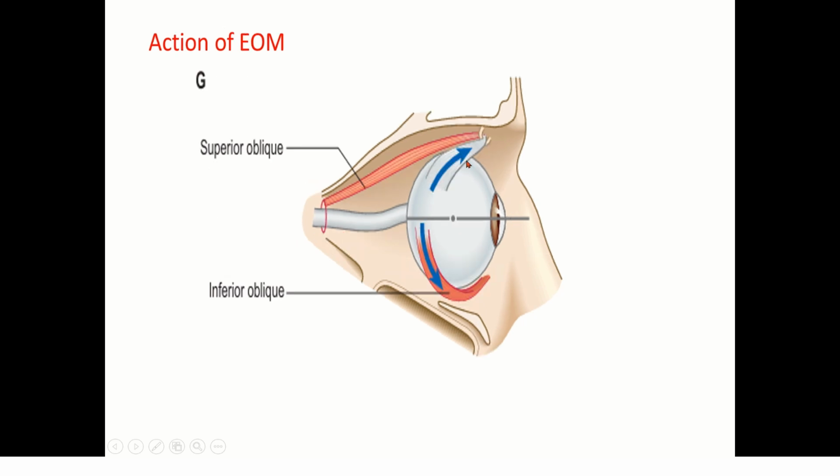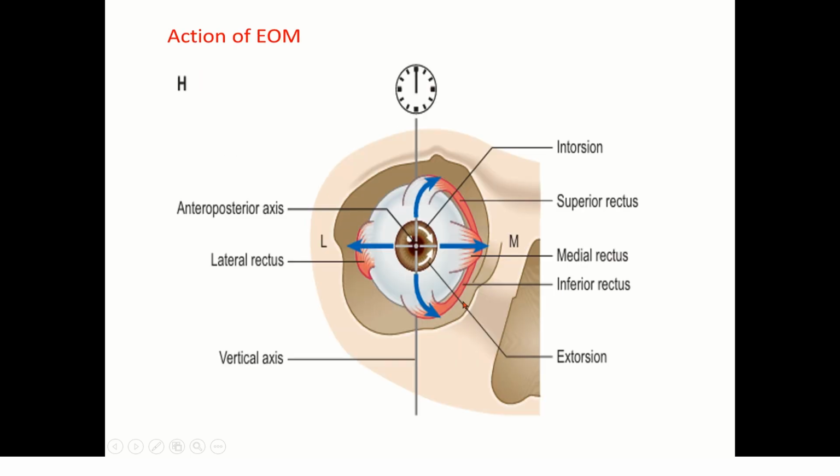Second, you can see the superior oblique performing the intorsion and inferior oblique performing the extorsion. Here you can see the superior rectus, along with the elevation, is also supporting the adduction as well as intorsion. The inferior rectus is also supporting the adduction, but it is also supplying the extorsion.